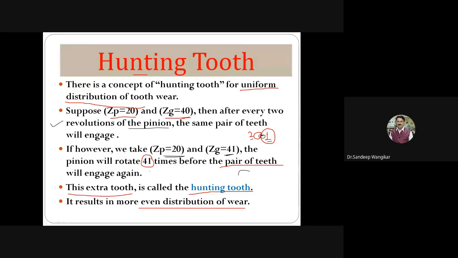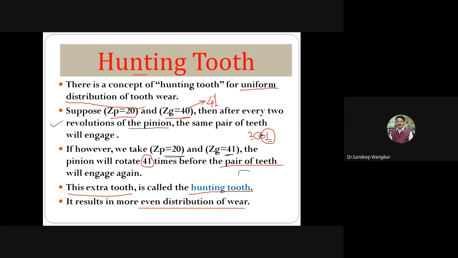So this is the uniform distribution of wear of teeth. Once again, I will summarize: if ZP is 20 and ZG is 40, then after every 2 revolutions of the pinion, the same pair of teeth will engage. If one tooth is added, this 40 becomes 41. If only one tooth is added to that gear, then for engaging the same pair again, the pinion has to rotate 41 times. This is very important. The pinion has to rotate 41 times.